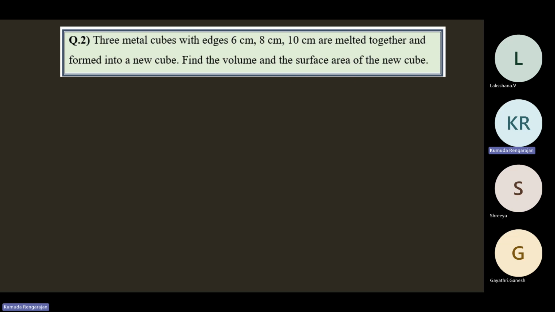Now there's a conversion. 3 cubes have now become only 1 cube. So now these 3 cubes are melted and formed into a new cube. Now when this conversion happens, the volumes will be the same. That is, the volume of the 3 small cubes will be equal to the volume of the new cube.